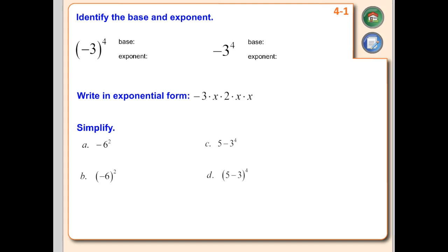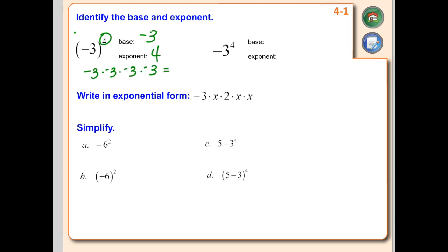Now, if you look here, I want you to look at my first example, which is right here. And what is my base? That's right, the base is -3. What is my exponent? Remember, the exponent is the superscript raised above, so that is 4. So what does 4 tell me about the base? That's right, 4 tells me how many times -3 is a factor. So this means we've got -3 times -3 times -3 times -3.